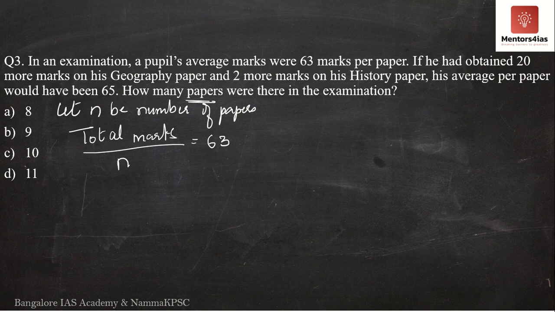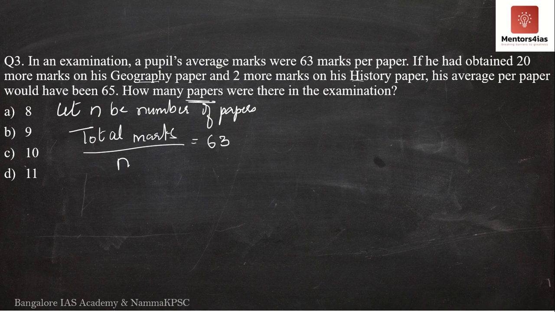Now, the question further says, if he had obtained 20 more marks in geography and 2 more marks on his history paper, his average per paper would have been 65. See, now the question is purposely mentioning geography paper, history paper, 20 in geography, 2 in history, only to confuse you. It does not matter if it is geography, history, maths, English.